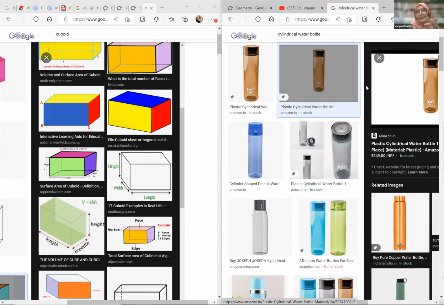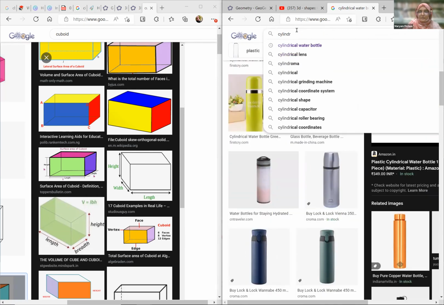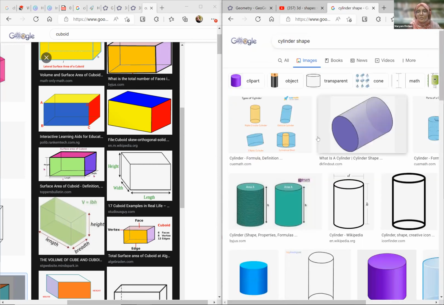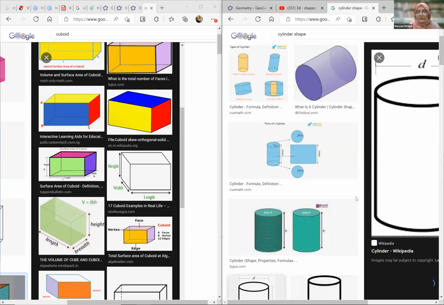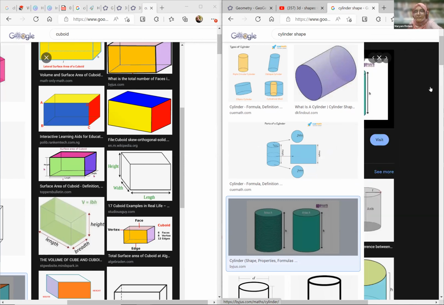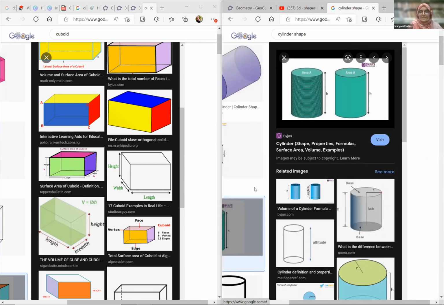Have you ever drunk coffee or Coke or something from a can? What shape is that can? Cylinder. Now tell me, just have a cylinder in your mind. Okay, one second. Okay, so you have this cylinder in front of you. I think this one would be a better example. Okay, so you can see these green cylinders, right?